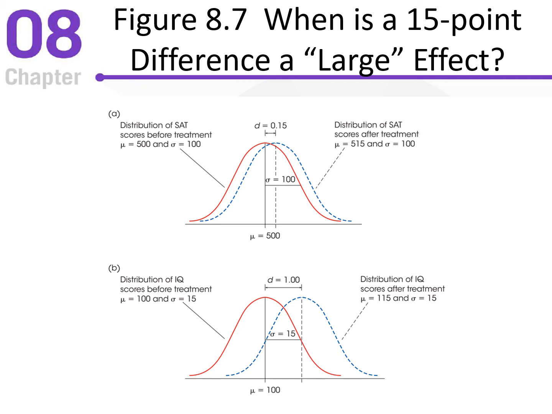In the first case, it's only 0.15. That's less than 1/5 of one standard deviation. That's really small. In the second case, it's 1. That's huge. It's a huge effect. That's a whole entire standard deviation. So the treatment here boosted your IQ score by one whole standard deviation.